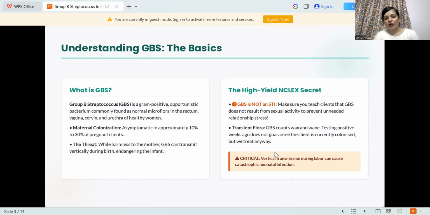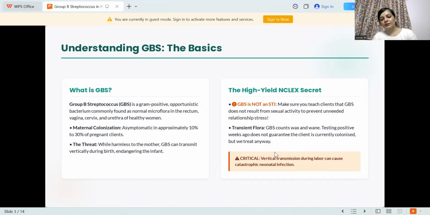What is the transient flora? Transient flora is GBS that comes and goes. A positive test weeks ago does not guarantee the client is currently colonized. It means a client who was colonized at 25 weeks may now, at 35 or 37 weeks, not be colonized, and a previous positive is not a guarantee of current colonization. But we need to treat if the patient was found positive at 28 weeks or 25 weeks. So definitely we need to treat during the labor, so we can save our infant.